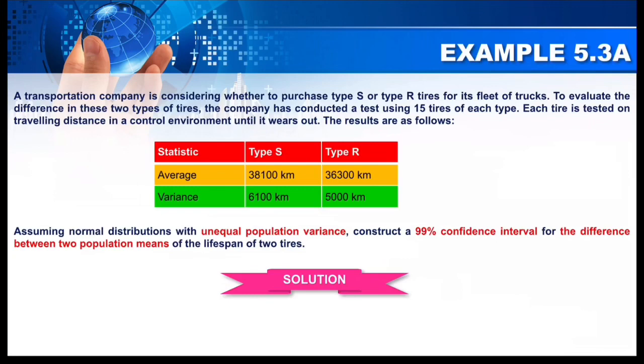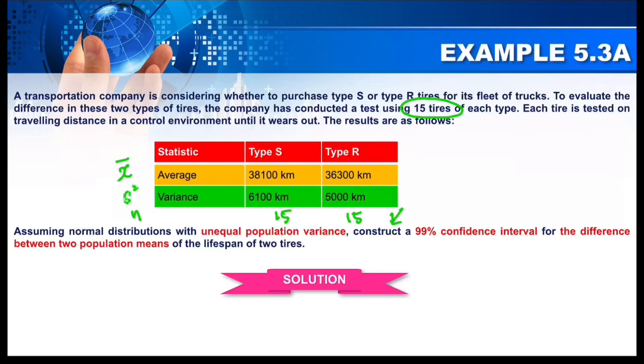You have two samples here, Type S tires and Type R tires. So these two types of tires are independent, saling tidak bergantung. Okay, and then you have the average. Here is a sample of 15 tires. So the sample size n here for Type S is 15 and for Type R is also 15. Based on this sample, we get the average, X bar, and we get the variance, S square.